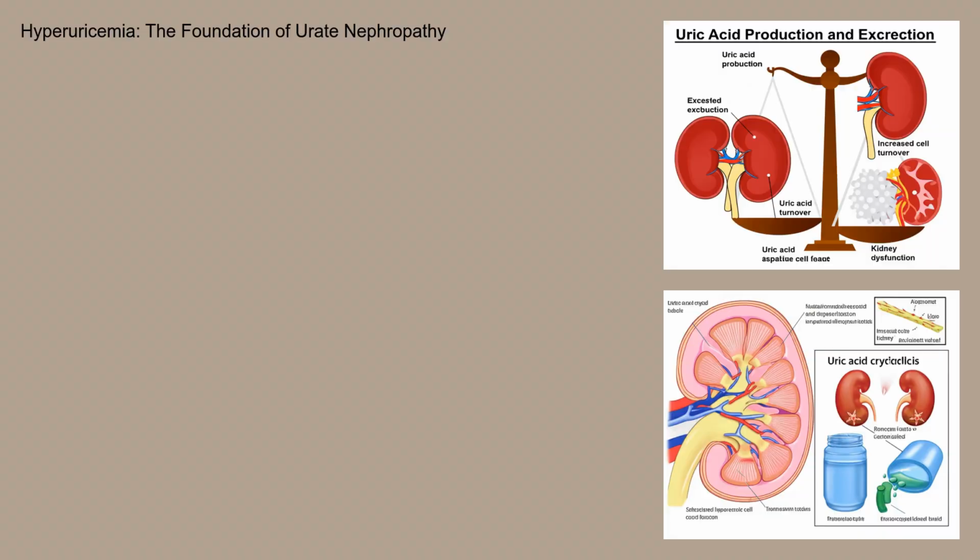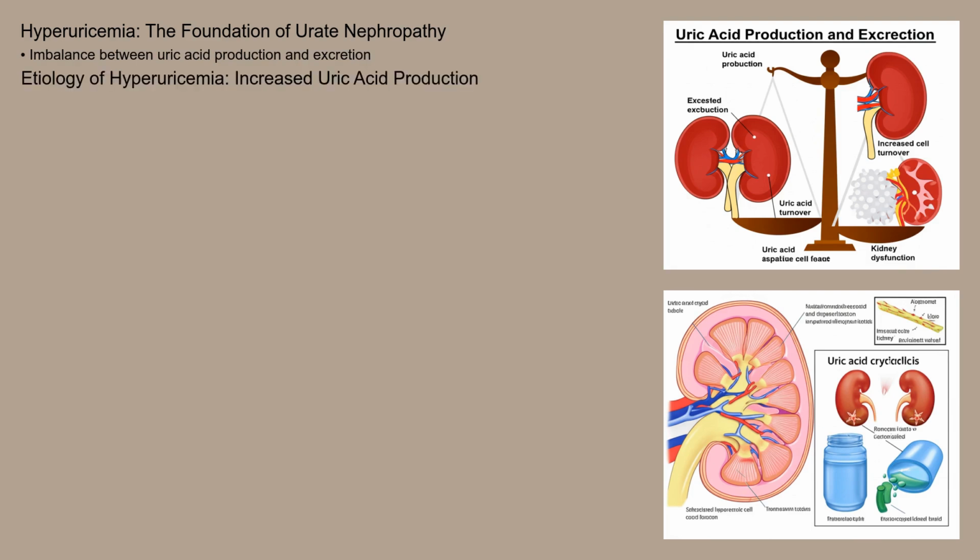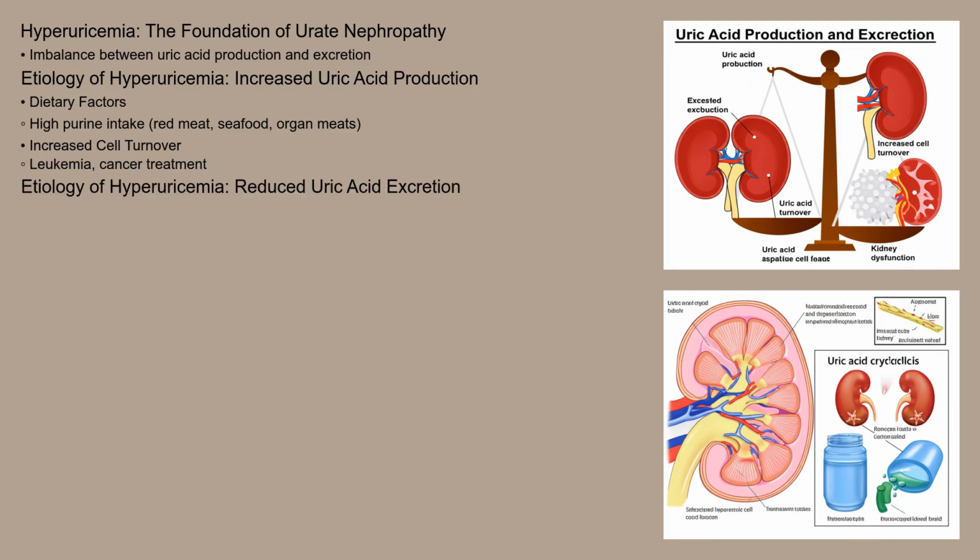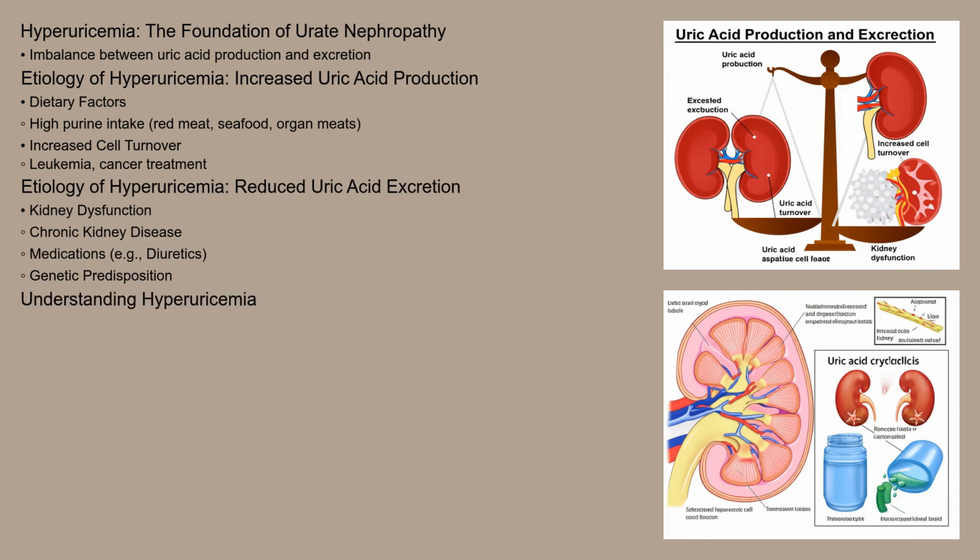So, what exactly causes hyperuricemia, the foundation of this nephropathy? It's essentially an imbalance between uric acid production and excretion. There are several contributing factors. Increased uric acid production can stem from a diet high in purines, found in foods like red meat, seafood, and organ meats, or from increased cell turnover, which can occur in conditions like leukemia or certain cancers undergoing treatment. Reduced uric acid excretion, the other side of the equation, is often due to kidney dysfunction. This can be caused by conditions like chronic kidney disease, certain medications like diuretics, or even genetic predispositions. Understanding these varied etiologies is key to addressing and managing the condition effectively.